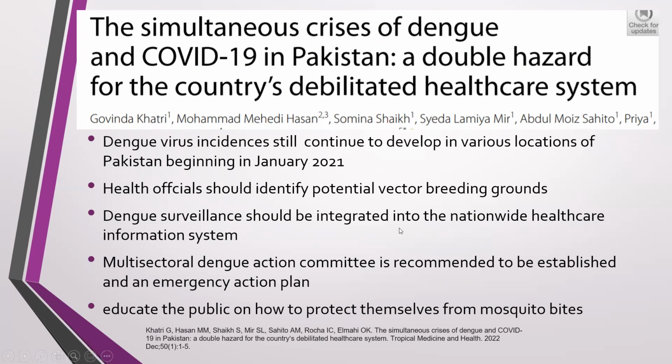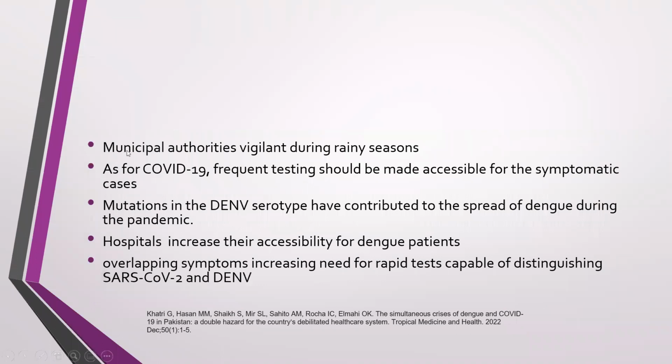Dengue surveillance is integrated nationwide into information systems, but there is still need for improvement. The multi-sectoral dengue action committee has recommended an emergency action plan, and steps are being taken. Education and awareness of people is being raised through social media and multimedia as well. And municipal authorities are vigilant during rainy seasons, so these are also playing an important role, and it is of prime importance.